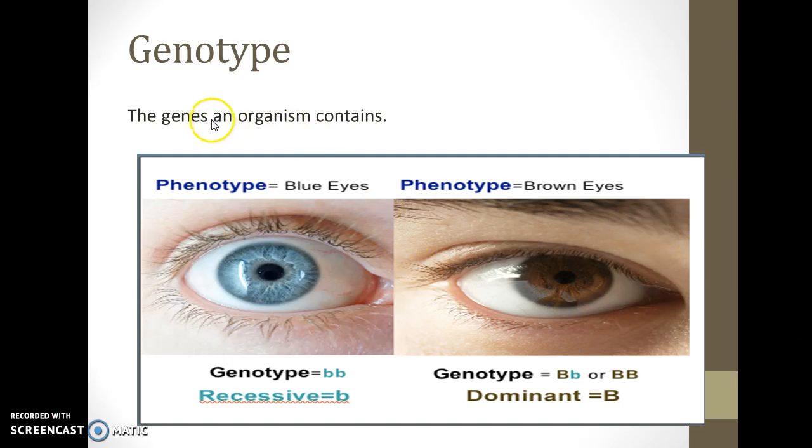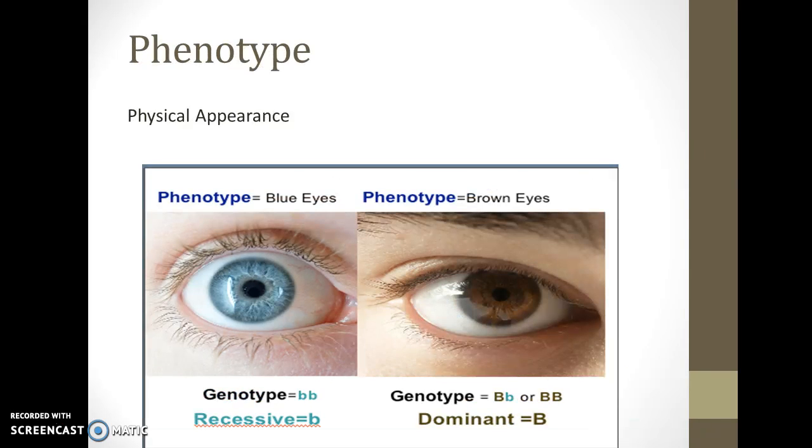Genotype is the genes that you have. So your genotype here is the allele, the lowercase bb. Or in this case, with the brown-eyed person, it could be capital B, lowercase b, or they could have 2 capital B's. So again, your genotype is the actual genes, whereas your phenotype is what we see. It's your physical appearance.